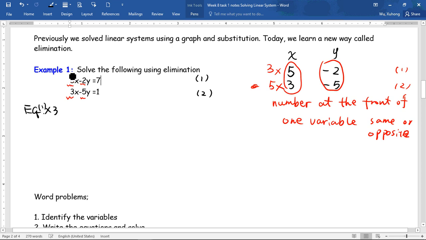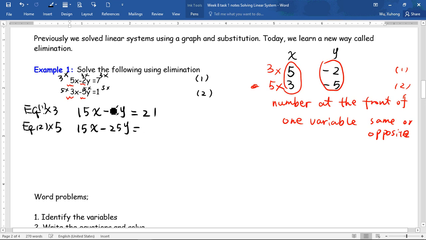Then we have each term times 3. 3 times, we are going to have 15x minus 6y equals 21. And the equation 2 times 5, we have each term times 5. So it's 15x minus 5 times 5, 25y, 5 times 1, 5. Okay?